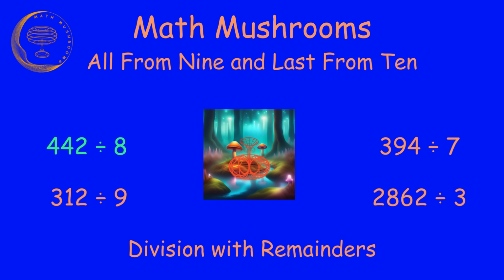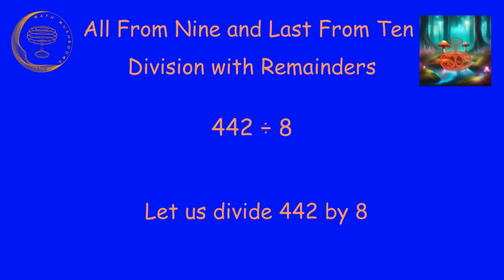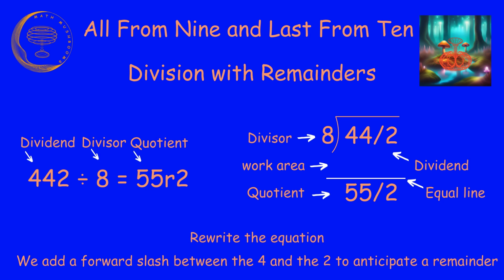Divide fast with these two different techniques. We start with 442 divided by 8. There are different parts to a division equation. The solutions in this video use remainders, not decimals. The forward slash is to reference a remainder only.